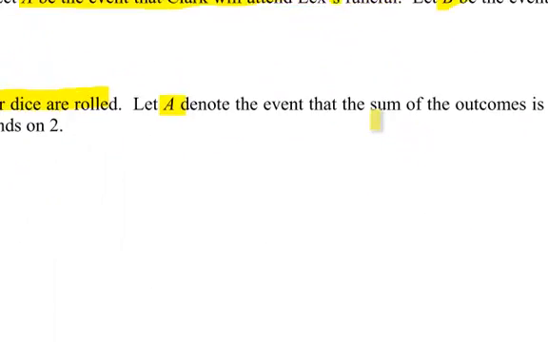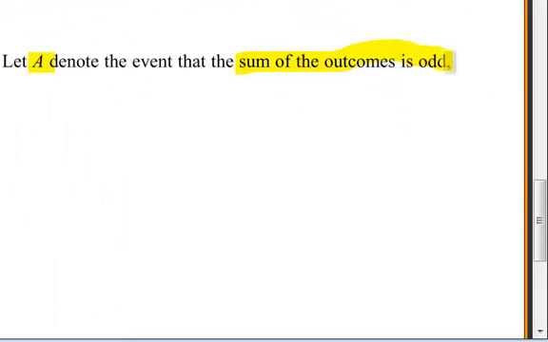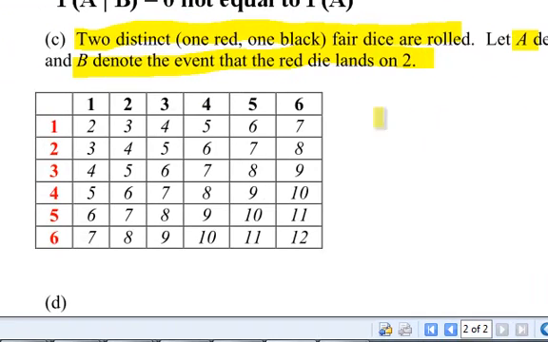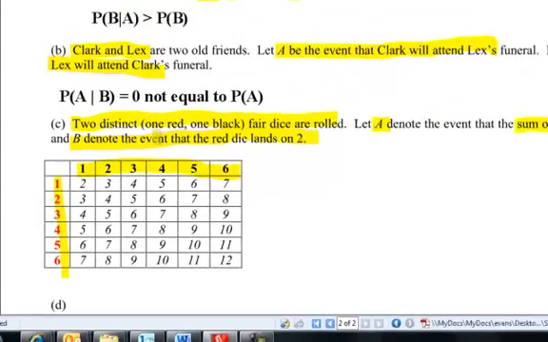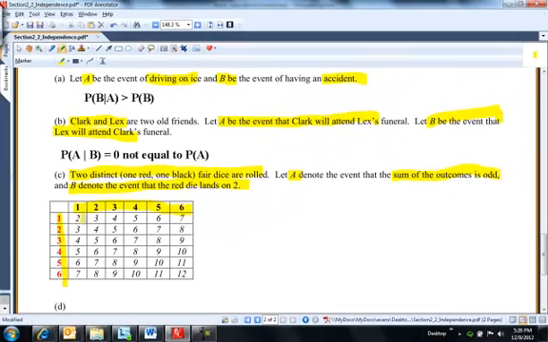A is the event that the sum is odd, and B is the event that the red lands on a 2. So here I have die 1, the black die, 1 through 6, and the red die 1 through 6. And in this matrix here, I put every sum of the two dice. So 1 and 1 is 2, 1 and 2 is 3, 1 and 3 is 4. So here's the sum of their outcomes.